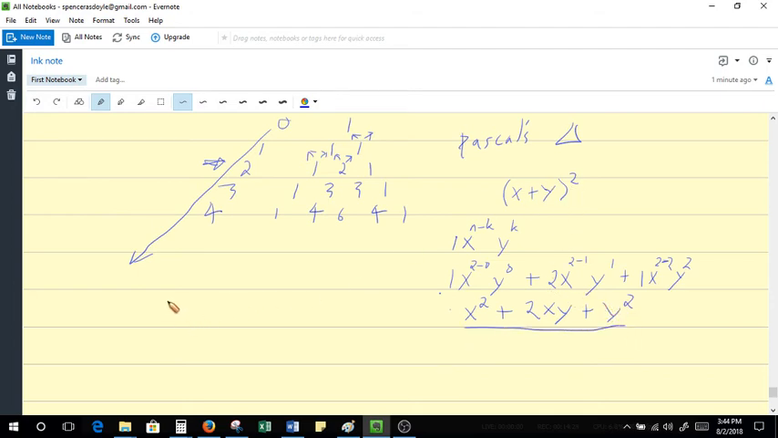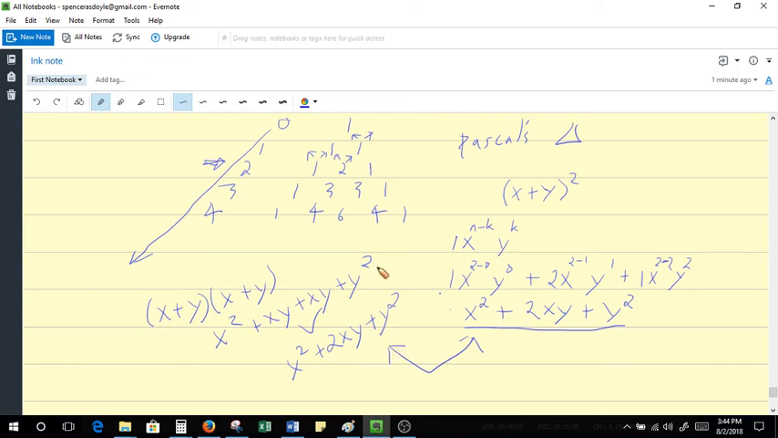Well, this is actually pretty easy to multiply out. The reason for Pascal's triangle and the binomial theorem is for really high powers, but since this is really low, we can actually test this and make sure that it worked out correctly. X times x is x squared. X times y is xy. Y times x is xy. And y times y is y squared. Combine like terms, x squared plus 2xy plus y squared. Those are the same answer. It works.